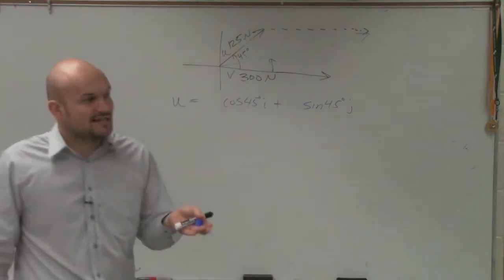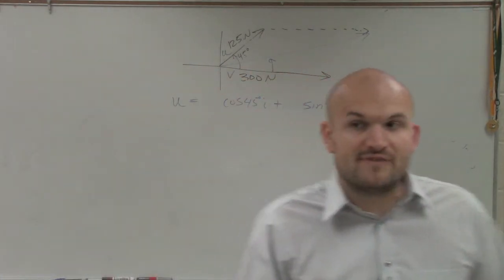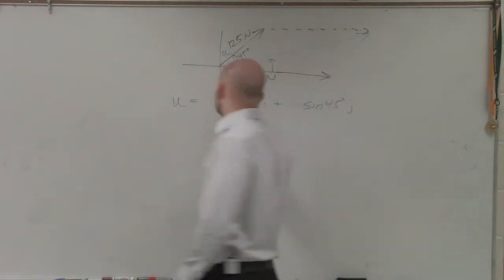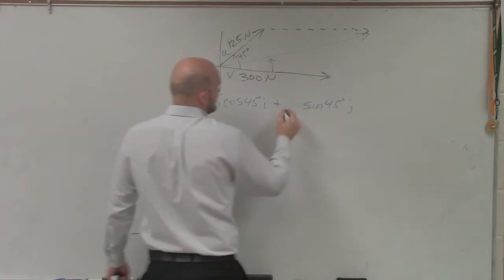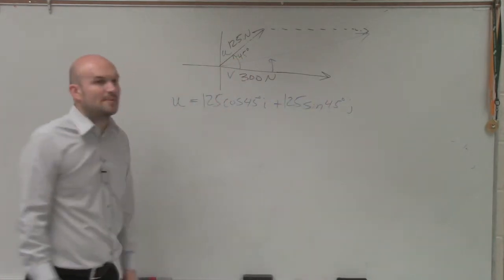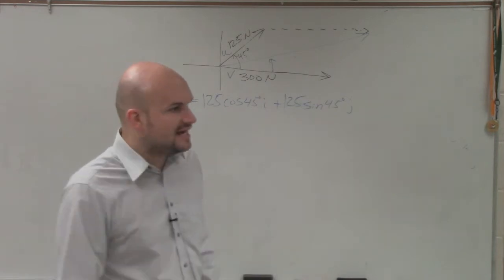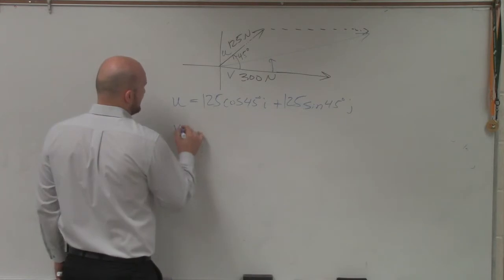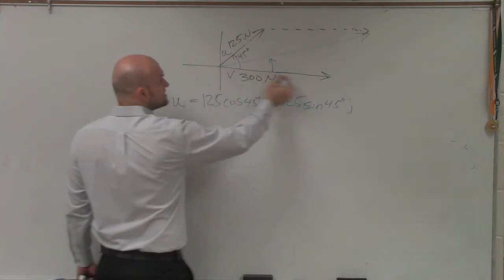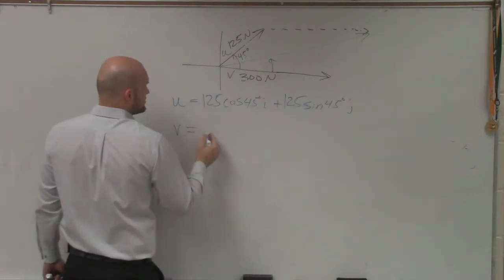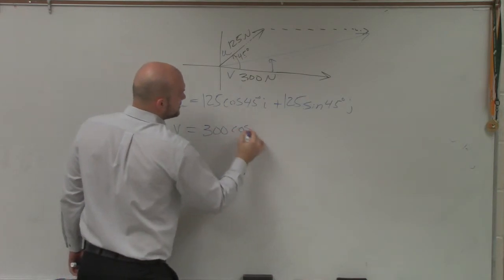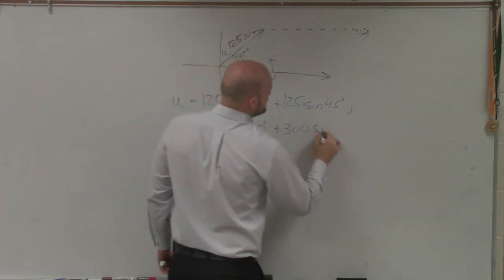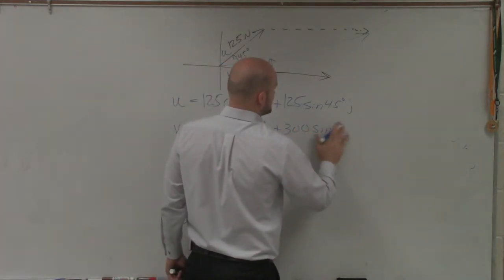Right? That isn't reflected as a unit vector, but we know it's not a unit vector because it has 125 newton force applied to it. So I'm going to multiply that to represent that as my magnitude in this vector. Then I have v, which here you can see this angle is at 0. So in this case, I have 300 times cosine of 0 degrees plus 300 times sine of 0 degrees.